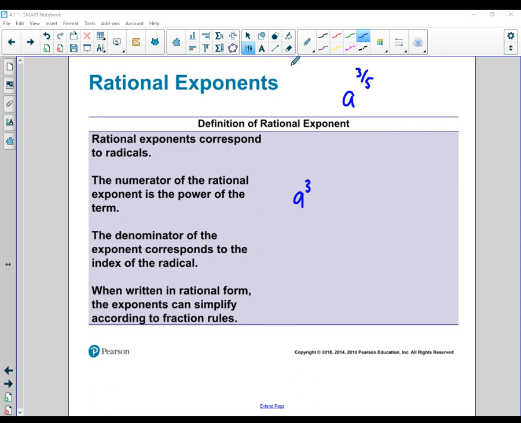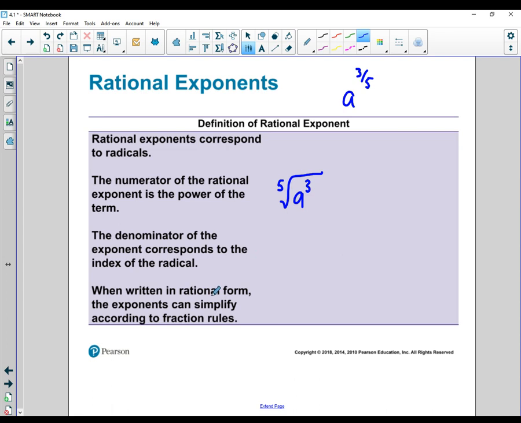The denominator of the exponent corresponds to the index of the radical. So the denominator, the 5, is the index of the radical. So we're going to do our radical, and now the index is 5. So we're taking the fifth root of a cubed. That's what a to the 3/5 means.